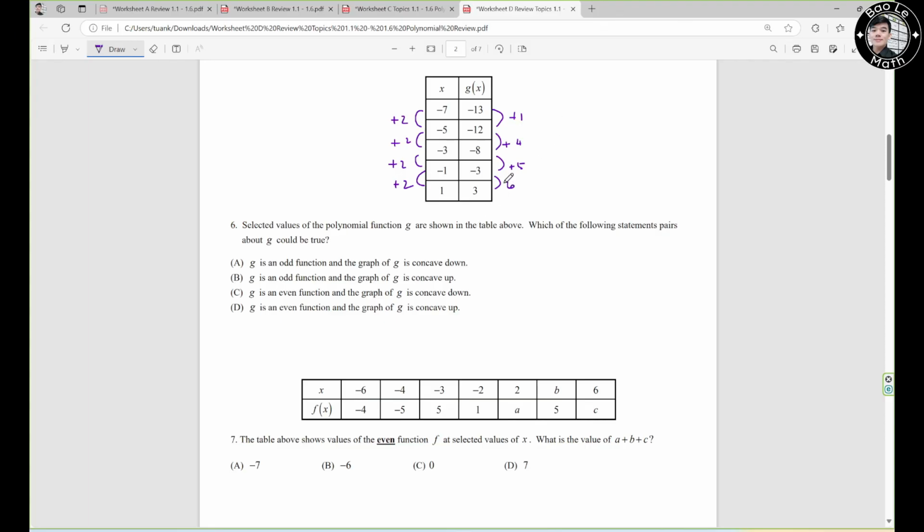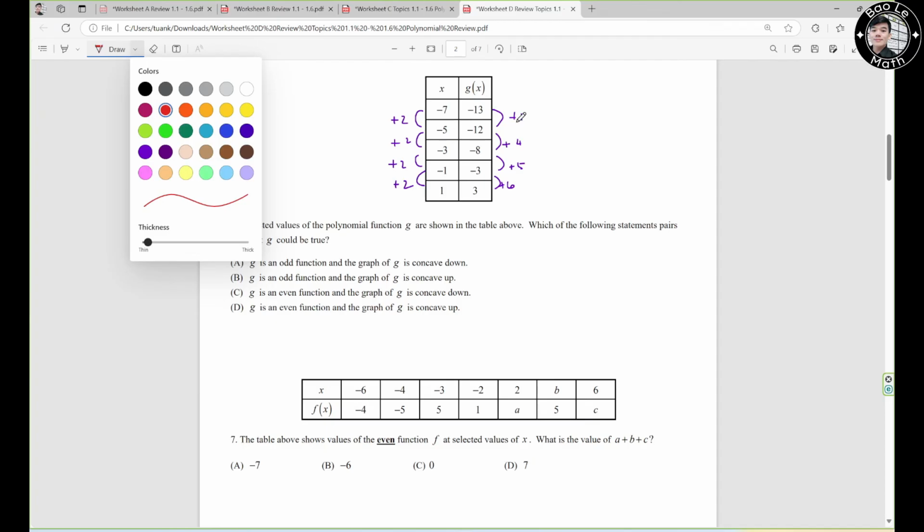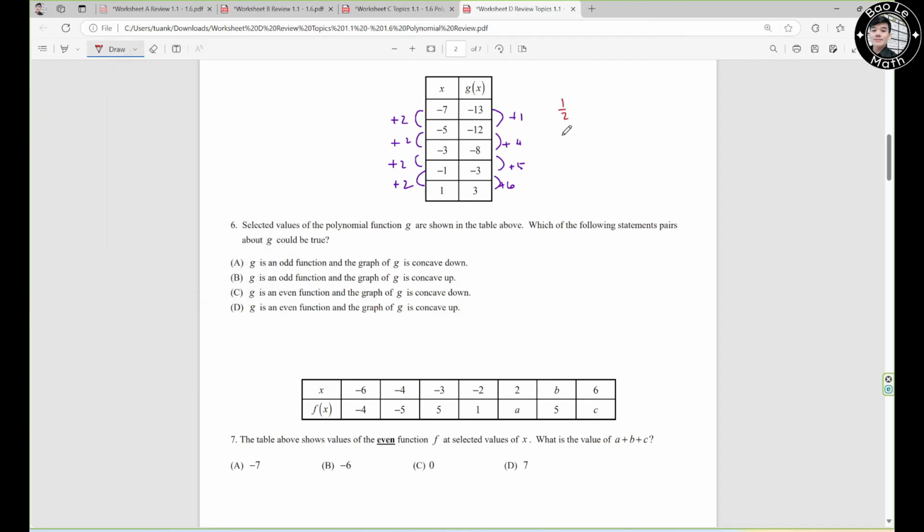Okay, so we need to find the average rate of change of each interval. The first one is going to be 1/2, the second one is going to be 4/2, the third one is going to be 5/2, and the last one is going to be 6/2. And we see that the average rate of change is increasing. So because the average rate of change is increasing, the function is concave up. So because the function is concave up, we need to eliminate A and C.